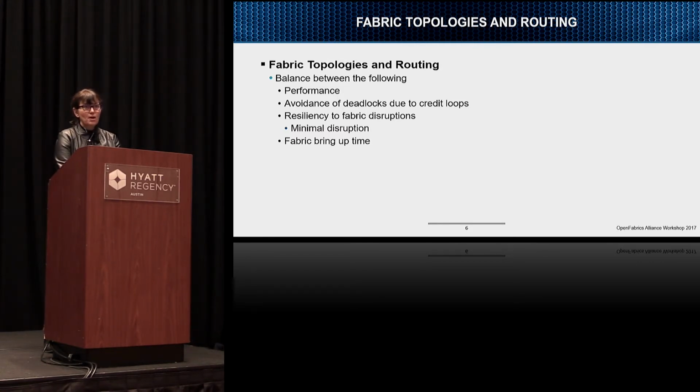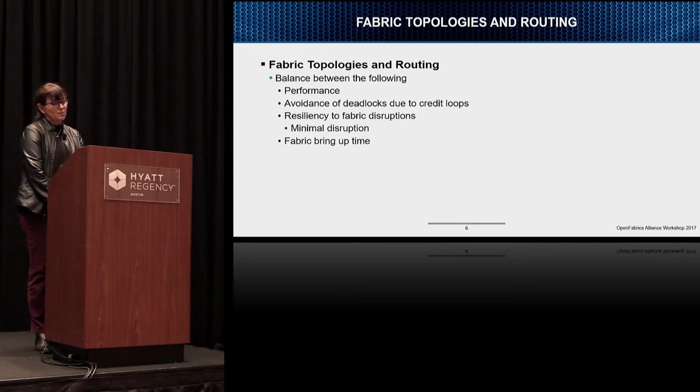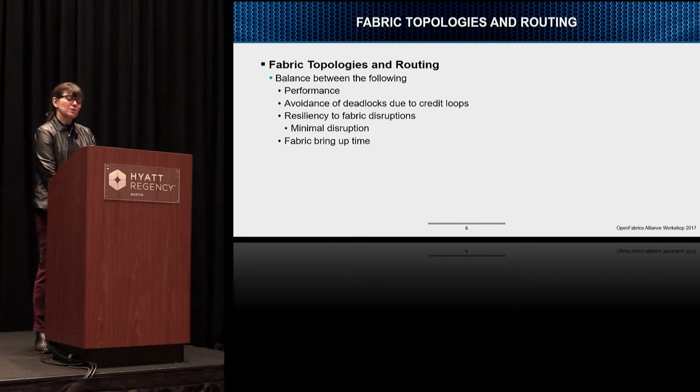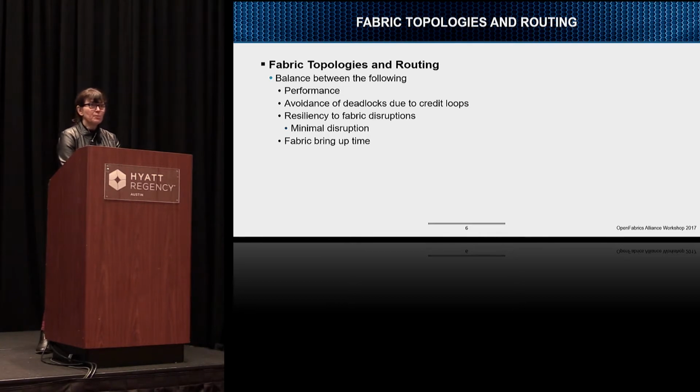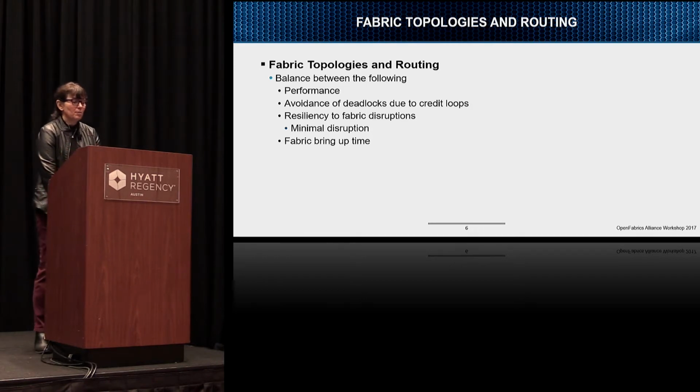Okay, when setting up routing, we have to balance among a number of things. First of all, performance, of course. Avoidance of deadlocks. A number of types of topologies are prone to deadlock, so we have to look at that. Handling fabric disruption. Do we handle it fast enough? When fixing fabric, can we do minimal disruption, meaning don't affect any other areas? And then fabric bring up time. It could be a great algorithm, but if it takes a long time to calculate, that could be a problem.